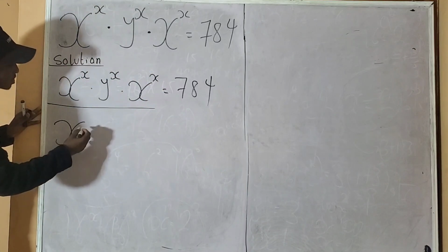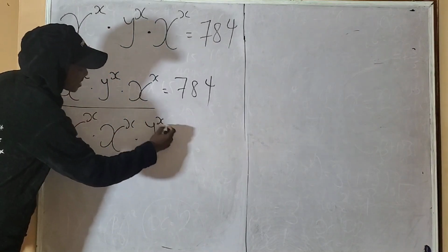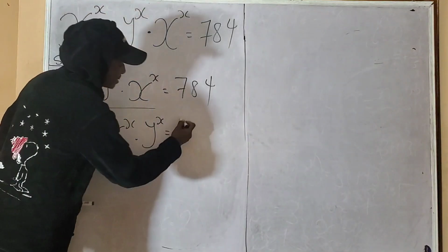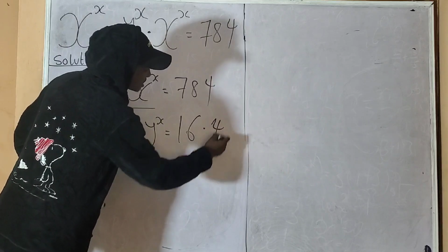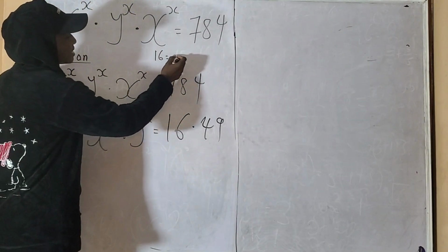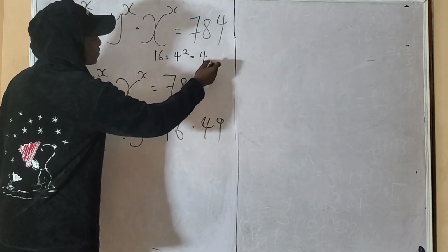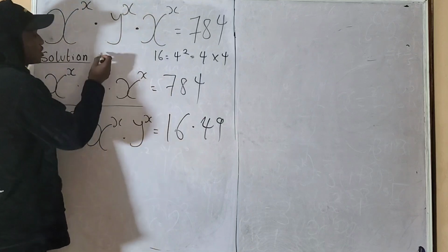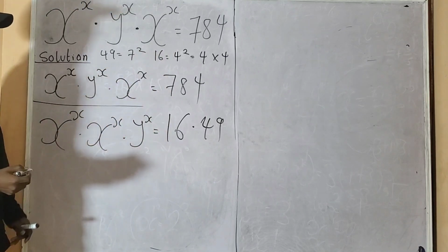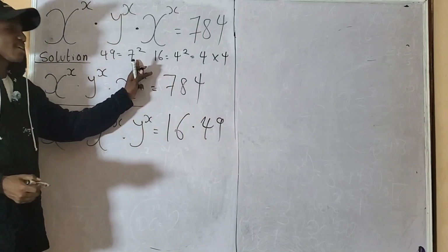I can rewrite the equation as x^x multiplied by x^x multiplied by y^x equals, now 784 can be written as 16 multiplied by 49, right? Do not forget that 16 can be written as 4 raised to the power of 2, and that is what? 4 times 4. Do you understand? Also, 49 can be written as 7 raised to the power of 2. So I'm going to replace 16 as 4 times 4 and 49 as 7^2.